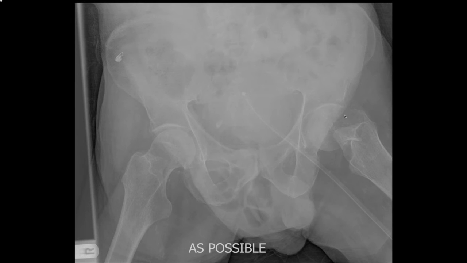So here's another example of a fractured neck of femur. This patient also has a suprapubic catheter in situ, and can you spot there's this gas-filled loop of bowel extending down into the scrotum. So this patient has a right inguinal hernia as well as a fractured neck of femur.